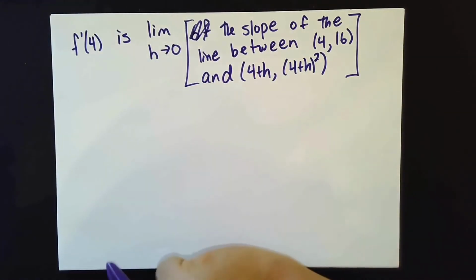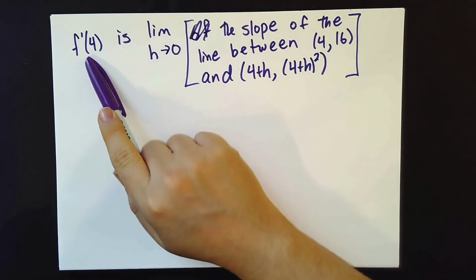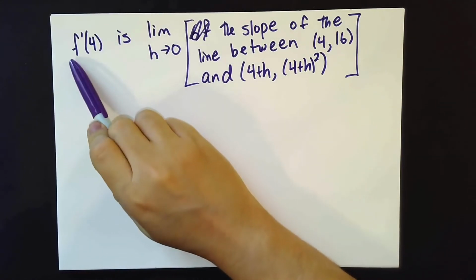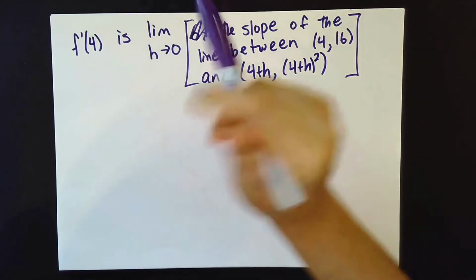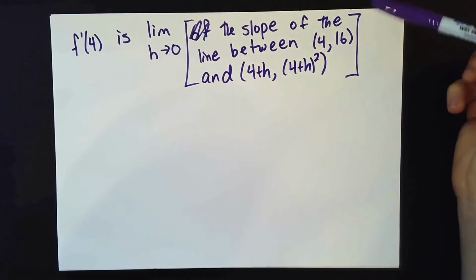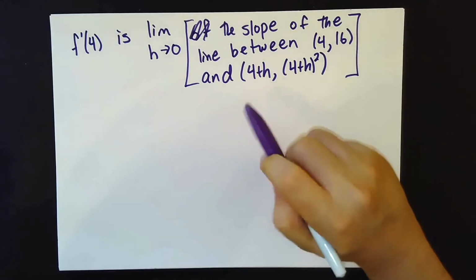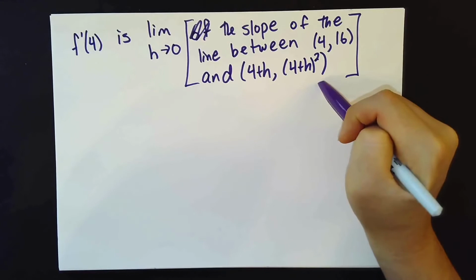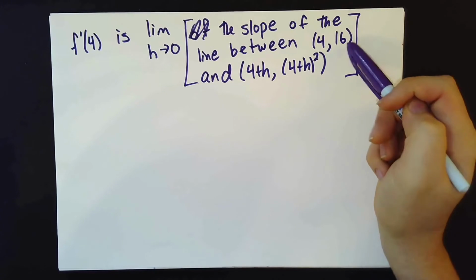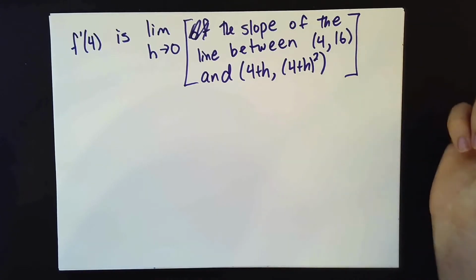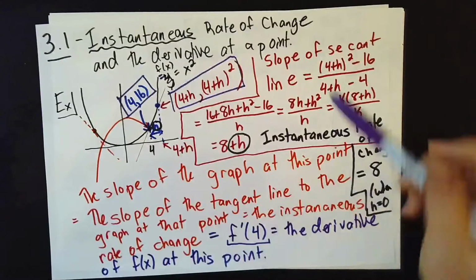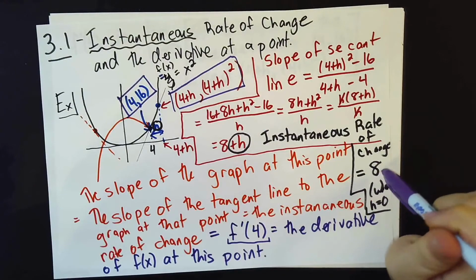So here's what's going on. F prime of 4, here's what we really said, if you look back at this previous page. F prime of 4, that is the instantaneous rate of change at the moment 4. It's the limit as h goes to 0 of the average rate of change between the point (4, 16) and the point (4 plus h, (4 plus h) squared). Now, I couldn't just plug in h equals 0 here because that would give me between the point (4, 16) and (4, 16), so that doesn't work. But I can calculate this limit. And indeed, we did calculate this limit, and we found that that limit is 8.